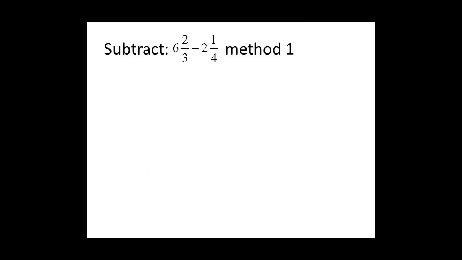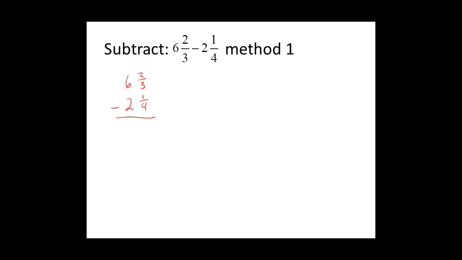Subtract 6 and 2/3 minus 2 and 1/4 using method 1. When I talk about method 1, what I mean is we're going to line up vertically our whole parts and our fraction parts. Notice that when we go to subtract our fraction parts, we don't have a common denominator. So we need to find a common denominator between 3 and 4.